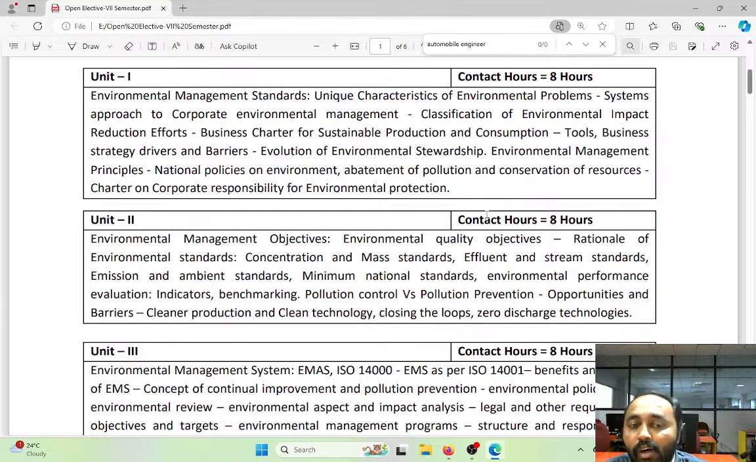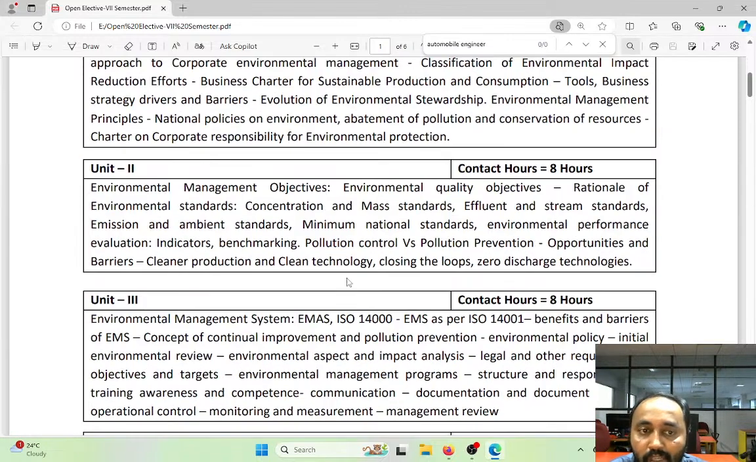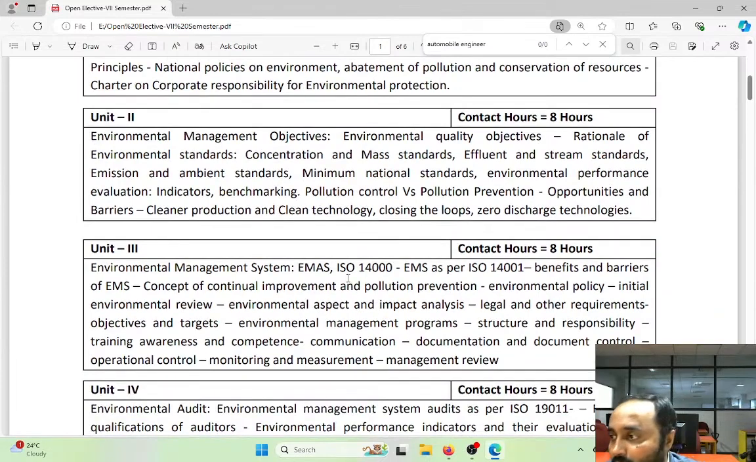Then we have the third unit, which talks about environmental management systems, where you are going to study the ISO 14000 as per environmental management systems, its benefits, advantages, disadvantages, and how this policy is governed legally in case of the Water, Air, and Land Acts. And also we are going to see the documentation part of it, how you are going to document if anything comes into account for this environmental management system.